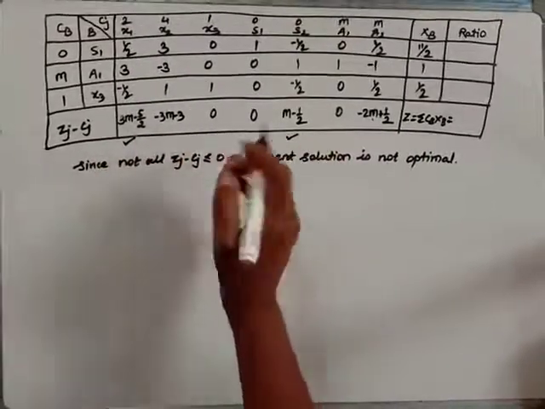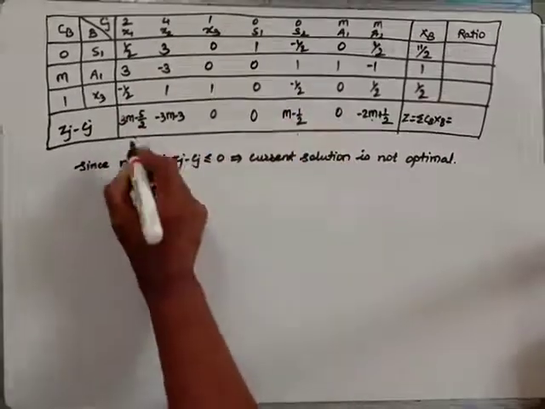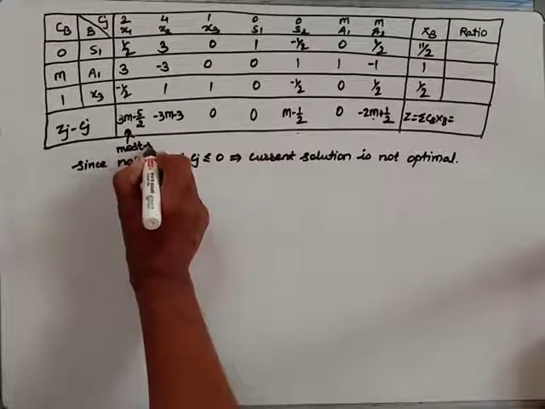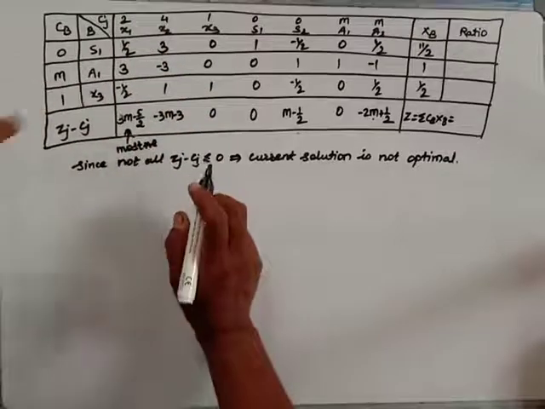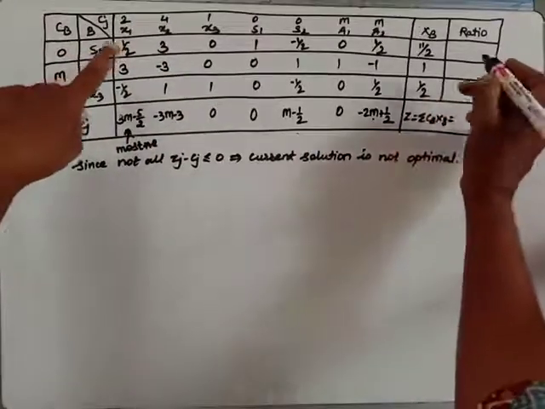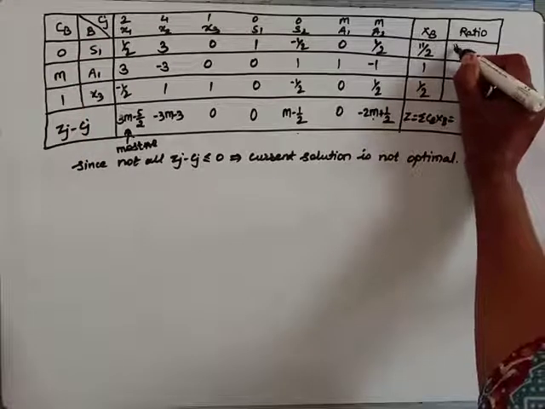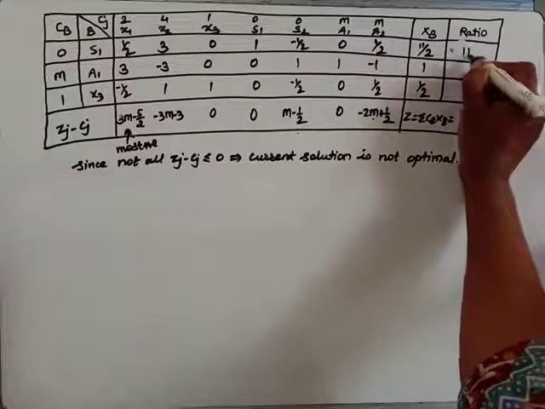Among these, which is most positive? Most positive is 3m rather than m. So this is most positive. So this is our pivot column. So let us determine a ratio for getting pivot row. So 11/2 upon half. So we get the ratio 11.